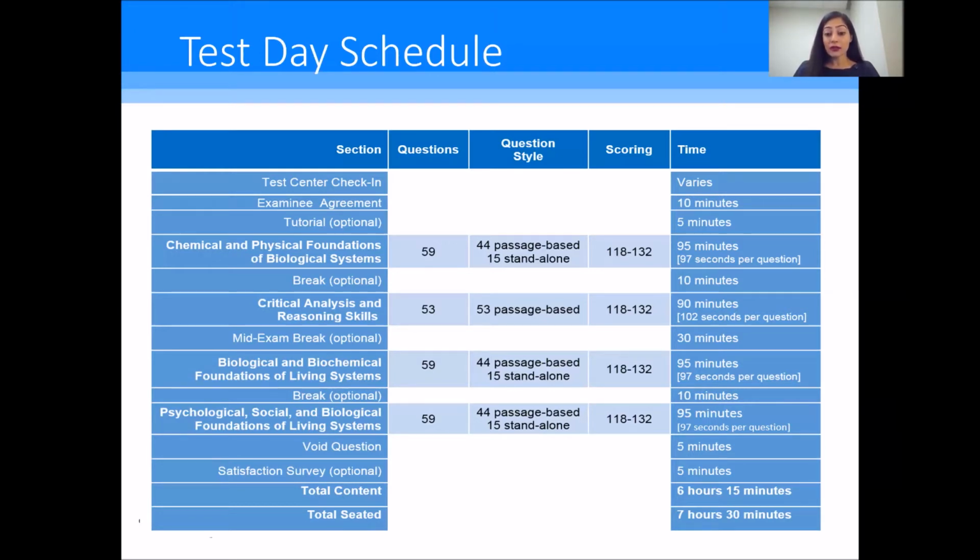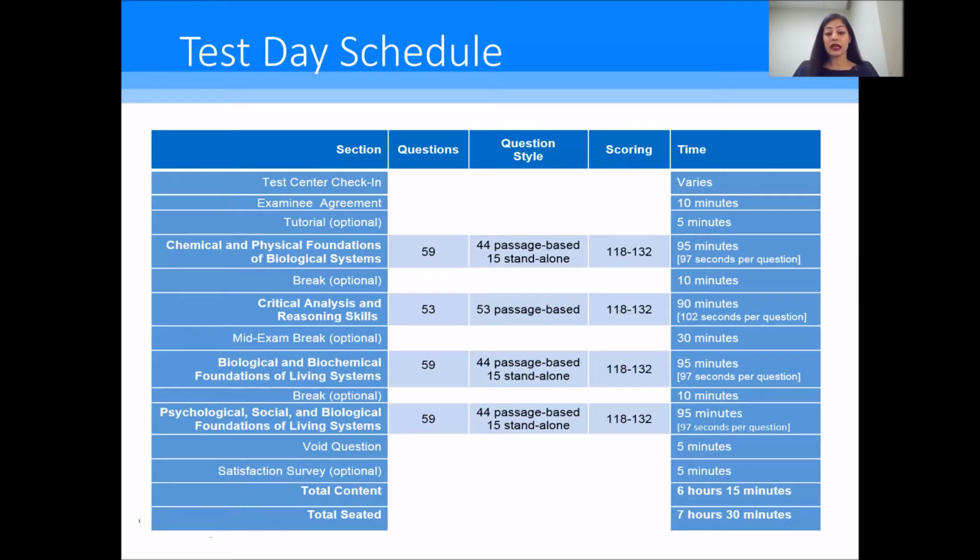Now, after you're done those 4 sections, you've taken your breaks, you've essentially completed your exam, but not so fast. What you get is this option to void your exam. And this option is one very simple question, and it asks if you would like to have your exam scored. It gives you two options: yes, I would like to have my exam scored, or no, I would like to have my exam voided. And you have 5 minutes to answer this question.